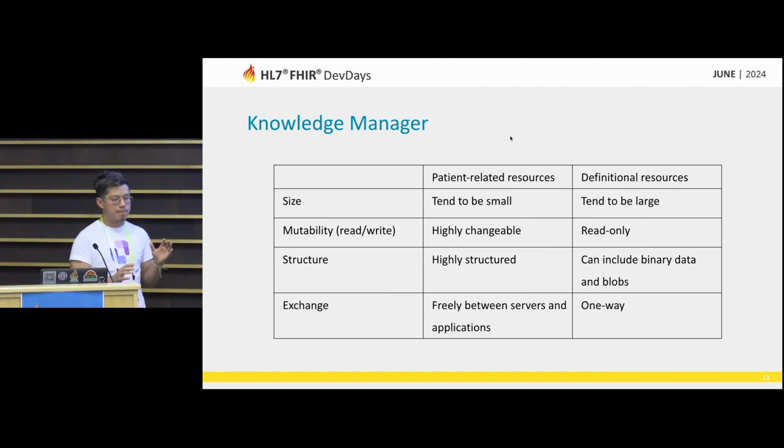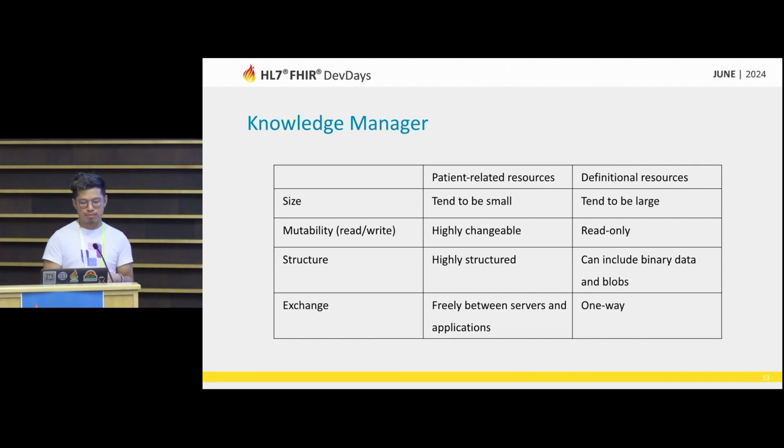Right, so now I'm going to spend a few minutes on the knowledge manager as well as the workflow library. As I said, the knowledge manager in our case addresses the storage of definitional resources, which are the clinical guidelines, right? These resources are very different from the patient resources, and that's why we decided to build a separate library. They tend to be bigger, they can be binary data. You normally only download them, and then you never really need to edit the guideline information on device.